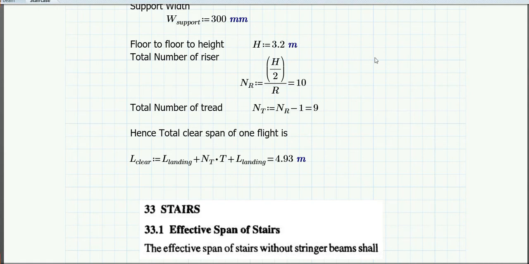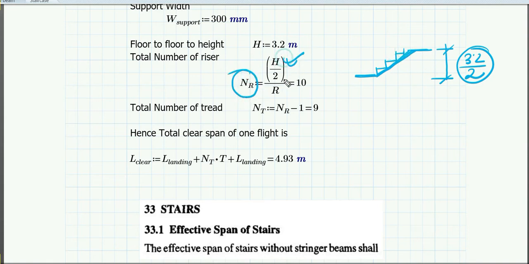Okay, so we know that a particular going or a particular flight of a stair is covering half of the height, right? For a dogleg staircase, one flight will cover half of the height. So suppose this is the one half, so this one half will be 3.2 by 2, right? This is the height, right? And this height should be taken care of by the number of risers. So the number of risers will be how much? H by 2 divided by the riser of each step.